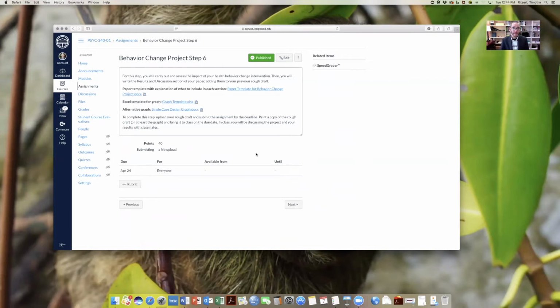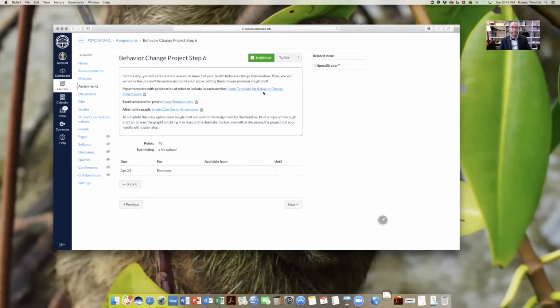And then for step 6, you're going to be writing a results and discussion section for your paper, adding them to the previous sections of your draft. And essentially, you'll be turning in an entire draft of your paper here for step 6. You've already written, as you remember, the introduction and method sections. Let's take a few minutes to look at each part of step 6, talk some about what you'll be doing for this step.